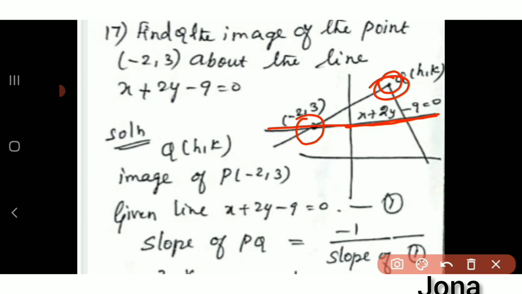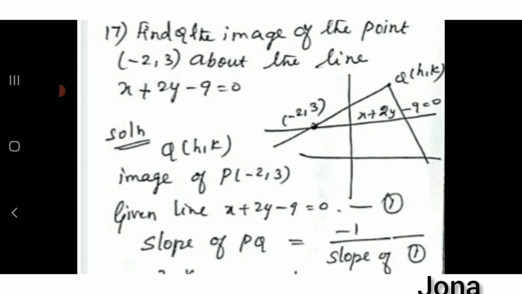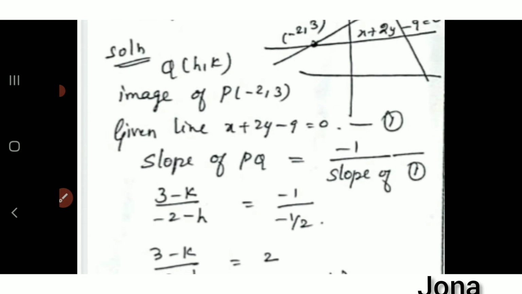Okay. So we can have the coordinate of Q as h, k. That is Q of h, k. The image of P is minus 2, 3 and the given line is x plus 2y minus 9 equal to 0. We want to find the slope for PQ. This is the perpendicular line, isn't it? So if it is perpendicular, we can have the slope as minus 1 by m.